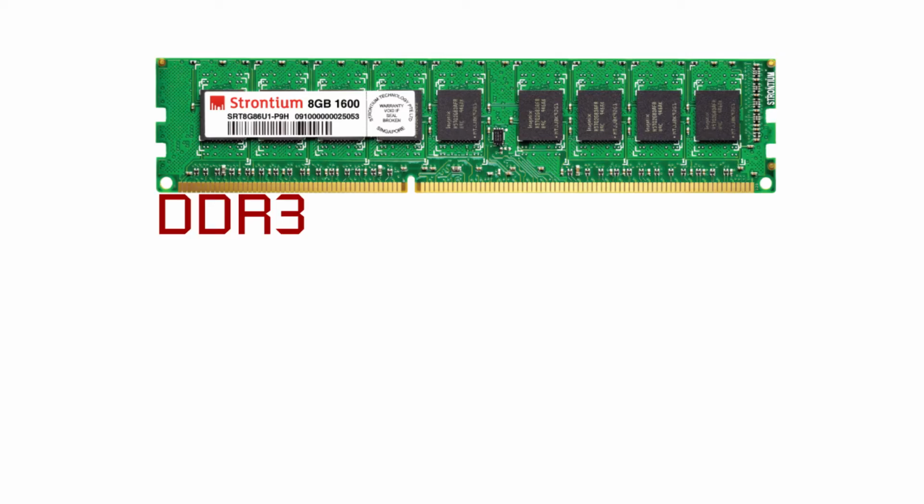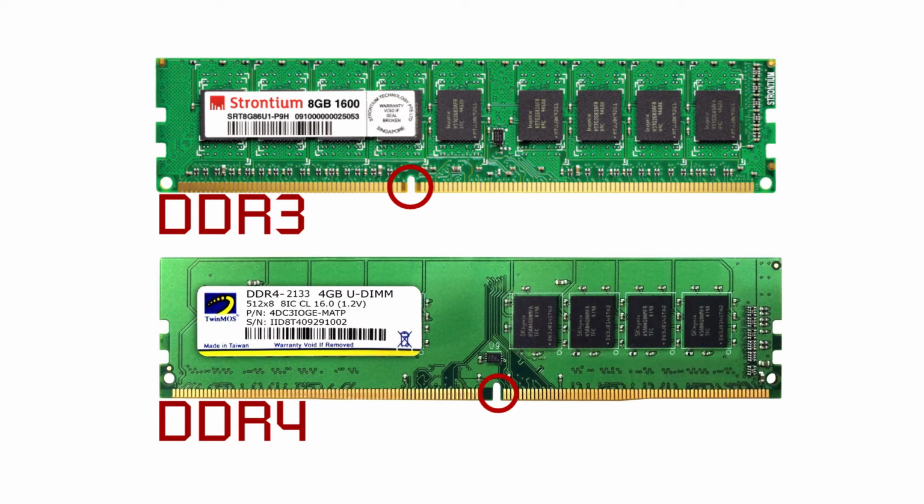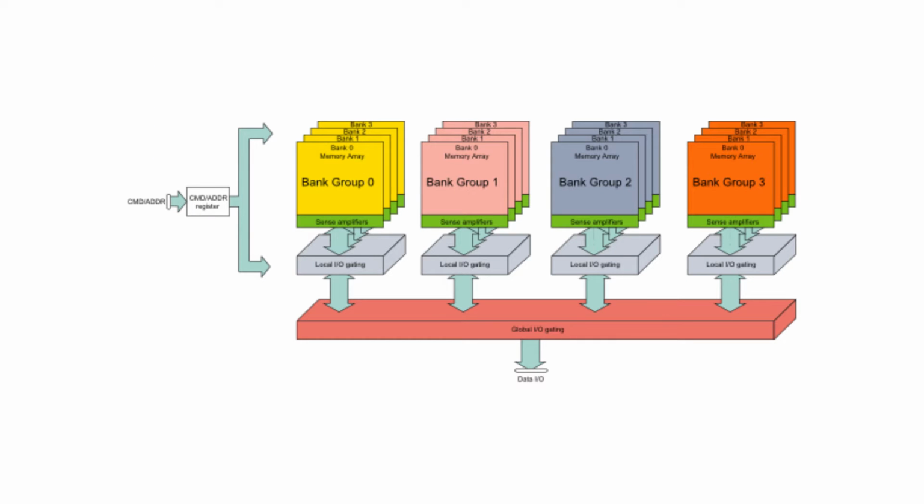So DDR3 would not work with DDR4 and DDR4 would not work in DDR3. Oh, what's he talking about? Well, DDR3 has got a different notch on the motherboard than DDR4 has. And DDR4 has more memory banks, so it can act faster than DDR3 can.